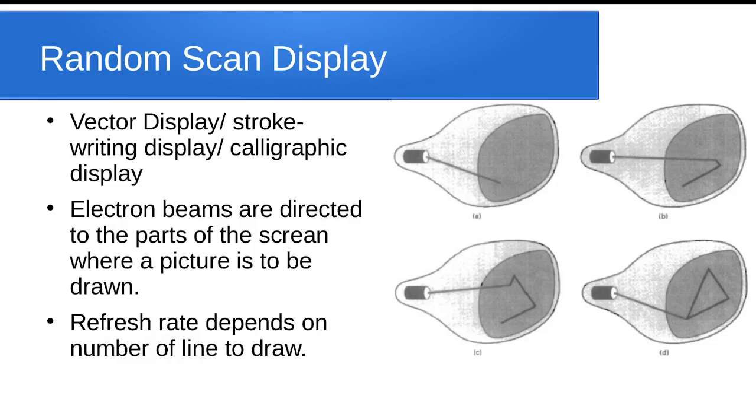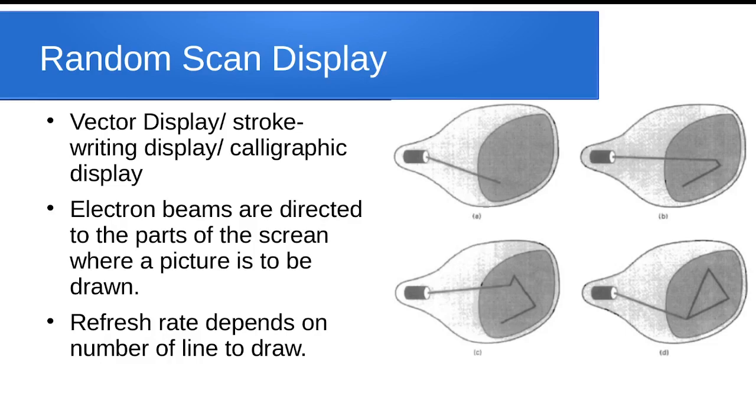allow the electron beam to go directly here. These beams are directed to the parts of the screen where the picture is to be drawn. Basically what happens, it keeps the image or your drawing as a set of lines. Okay, so basically you print lines on this screen. There will be many lines that are possible to print, and the combination of these lines will make your complete image.